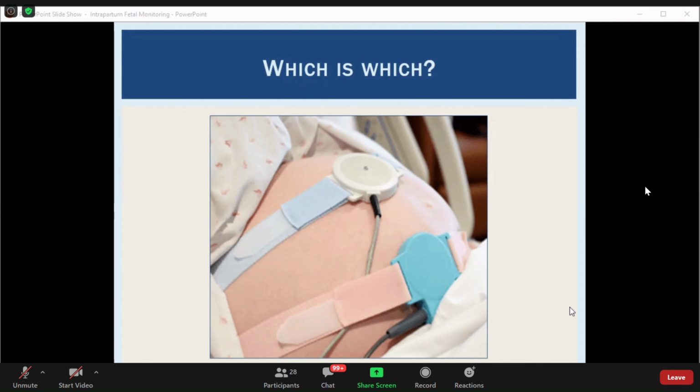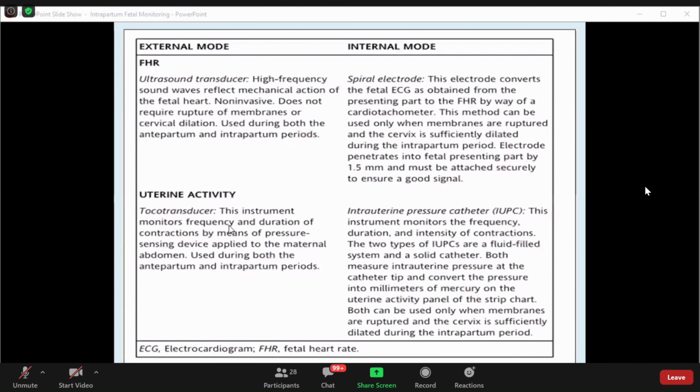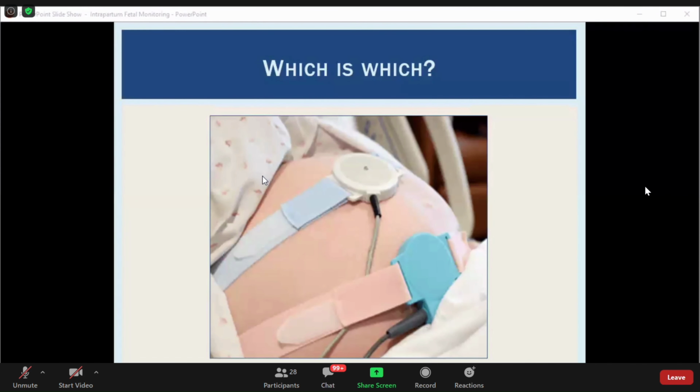Where would your tocotransducer be placed? Remember, the tocotransducer is monitoring uterine activity. So where would you place it? On the fundus, the top, the thickest, strongest part of the uterus. So the tocotransducer is going to be placed higher in this case, right? Yeah, it's going to be on the fundus.